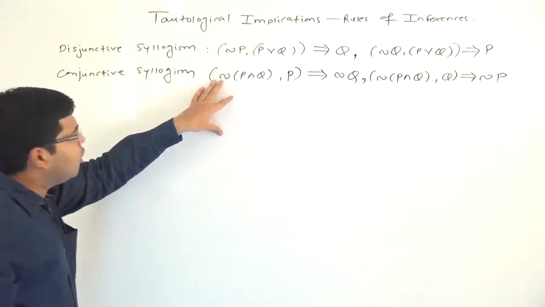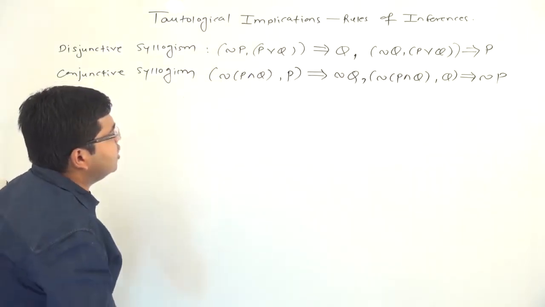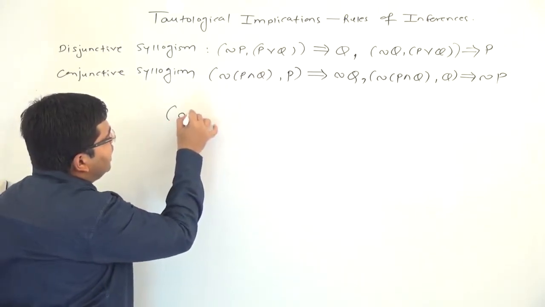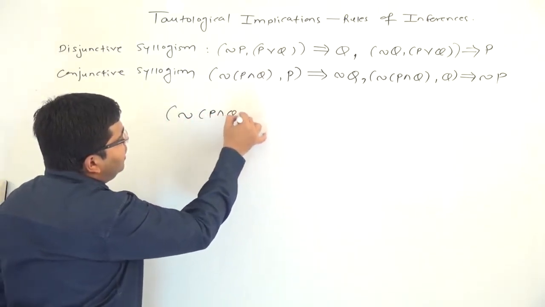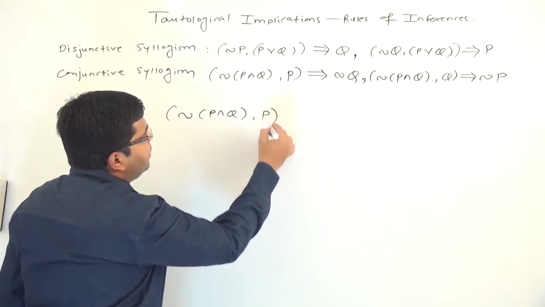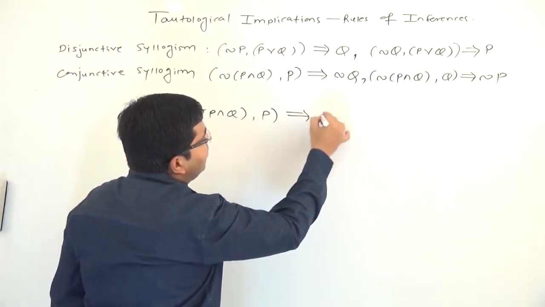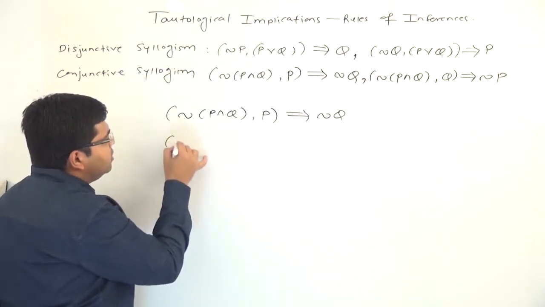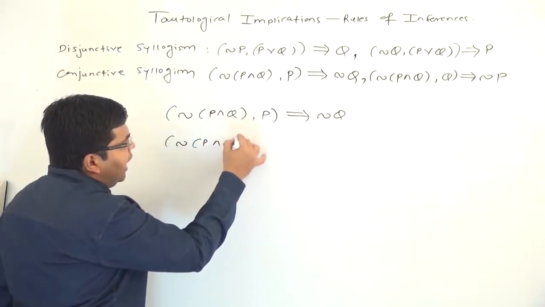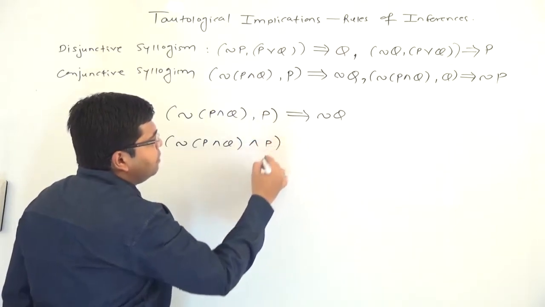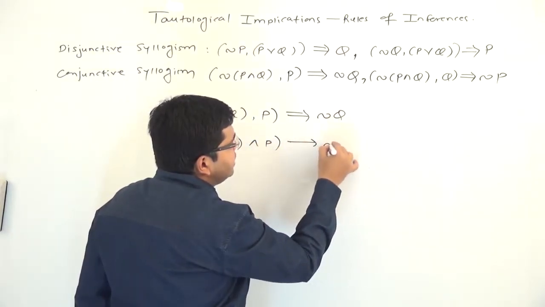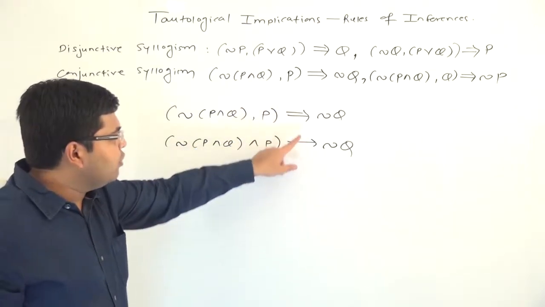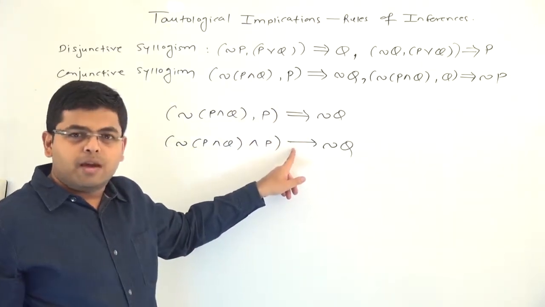And now let us go to what we mean by conjunctive syllogism. In conjunctive syllogism we are saying negation of (P and Q), comma, P tautologically implies negation of Q. So this formula basically becomes negation of (P and Q) and P implies negation of Q. And in order to prove the tautological implication, we need to prove that this implication is a tautology.